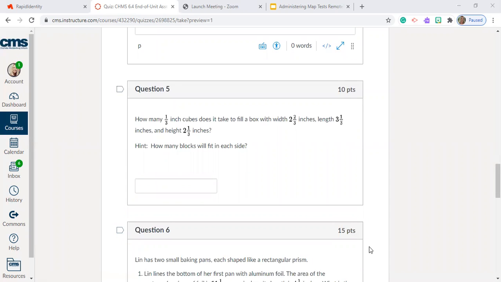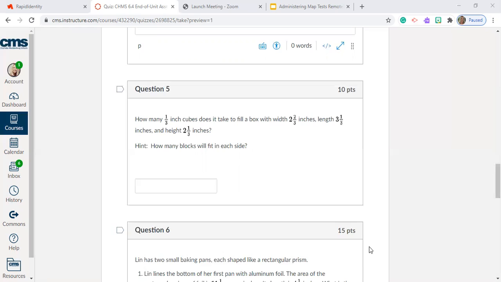Question number 5. How many 1/3 inch cubes does it take to fill a box with a width of 2 2/3 inches, a length of 1 1/3 inches, and a height of 1 1/3 inches. Hint, how many blocks will fit into each side?